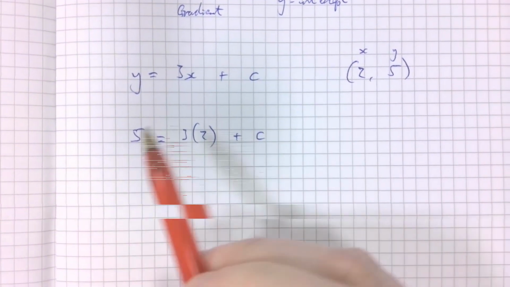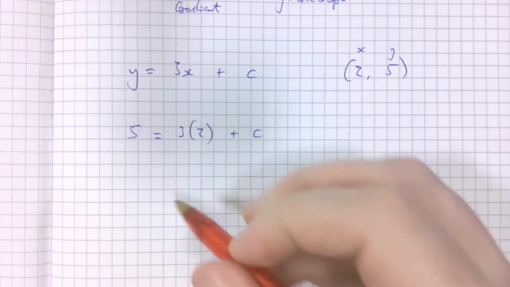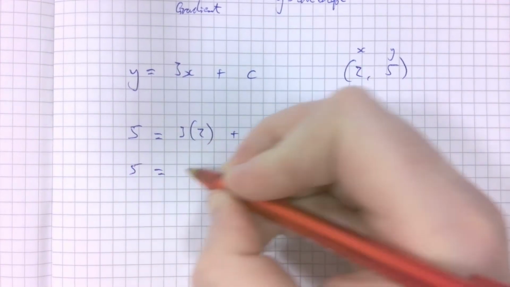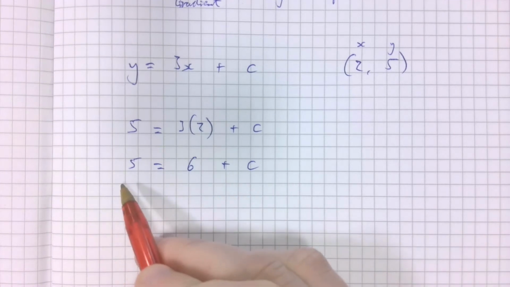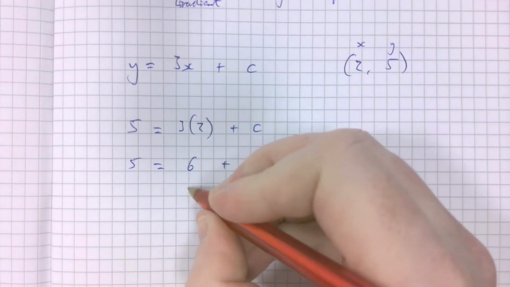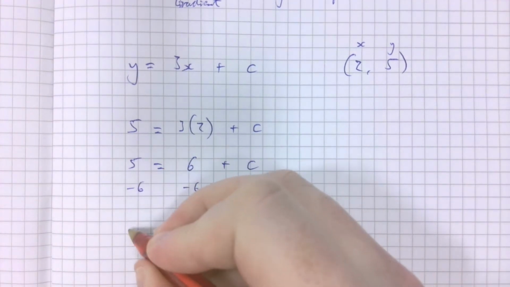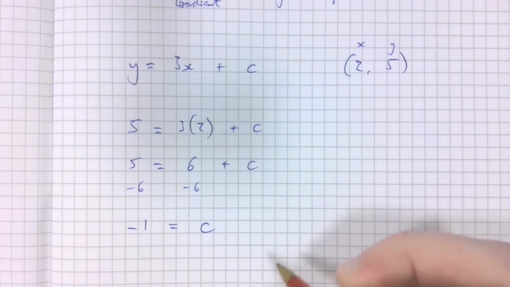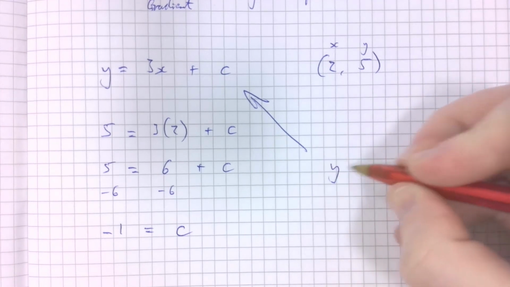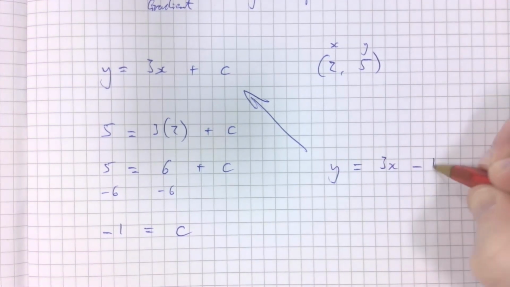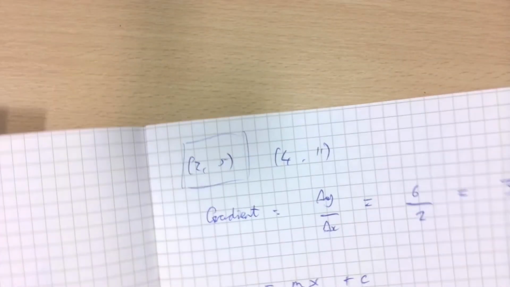Okay, so all we need to do now is figure out, by doing maths to this, what c has to be. 3 times 2, 5 equals 6 plus c. What do I have to add to 6 to make 5? Or in other words, another method is just taking away 6 from both sides of this equation to get c on its own. 5 take away 6, minus 1 equals c. So the final equation for this question is y equals 3x minus 1. There you go. Let's do another one.